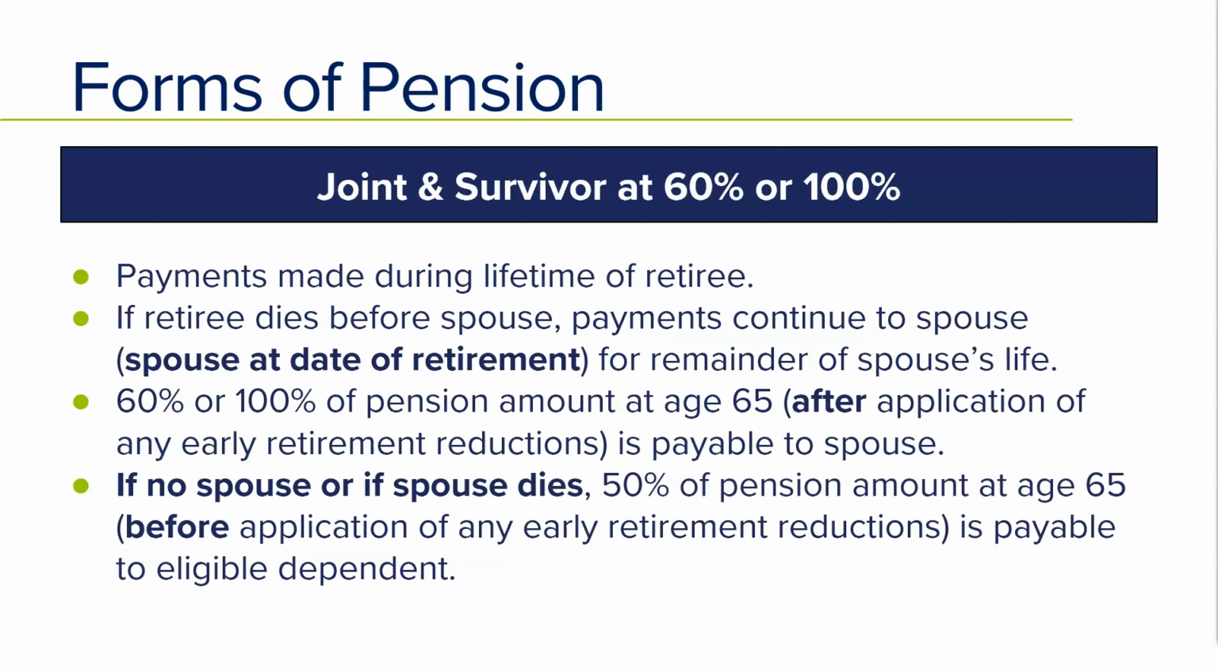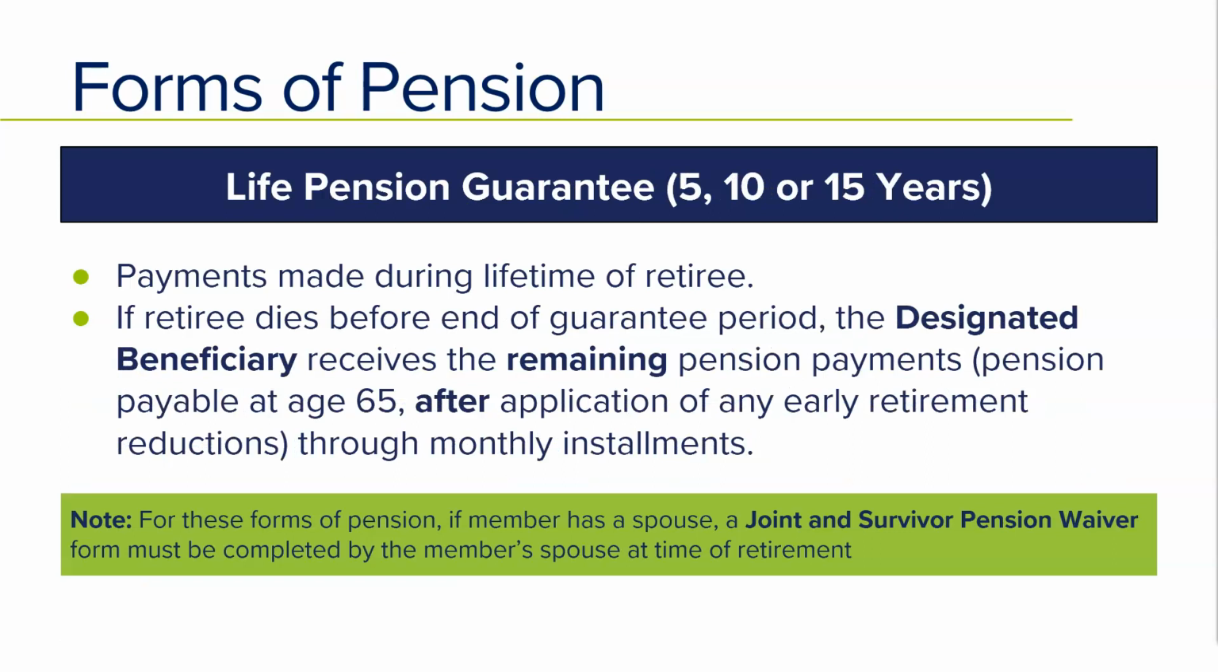So if we look at the 60 and 100% options, in this case, it is your spouse at retirement. In the survivor amount, we do apply the early retirement reduction factors. So if there's no spouse, or if the spouse dies, 50% of the pension amount at age 65, so before application of any early retirement factors, is payable to any eligible dependent.